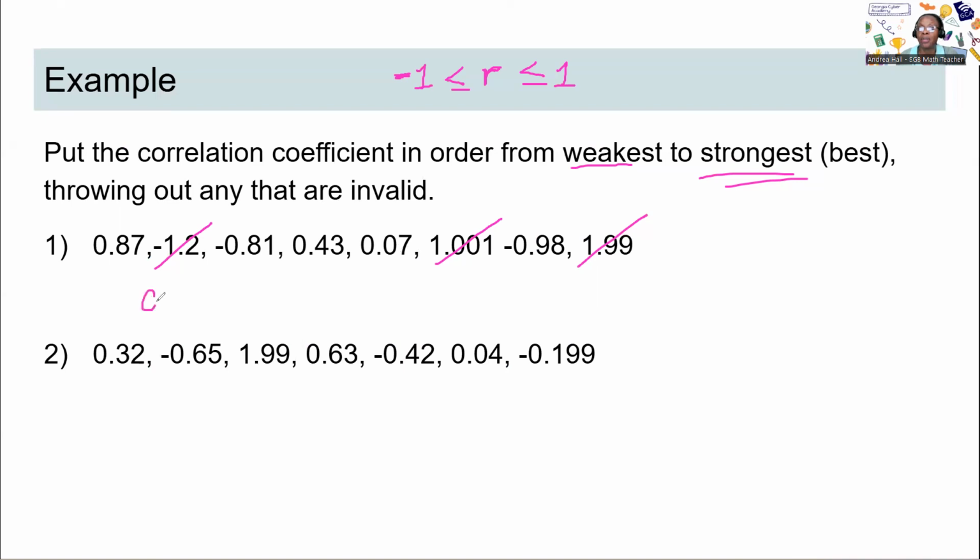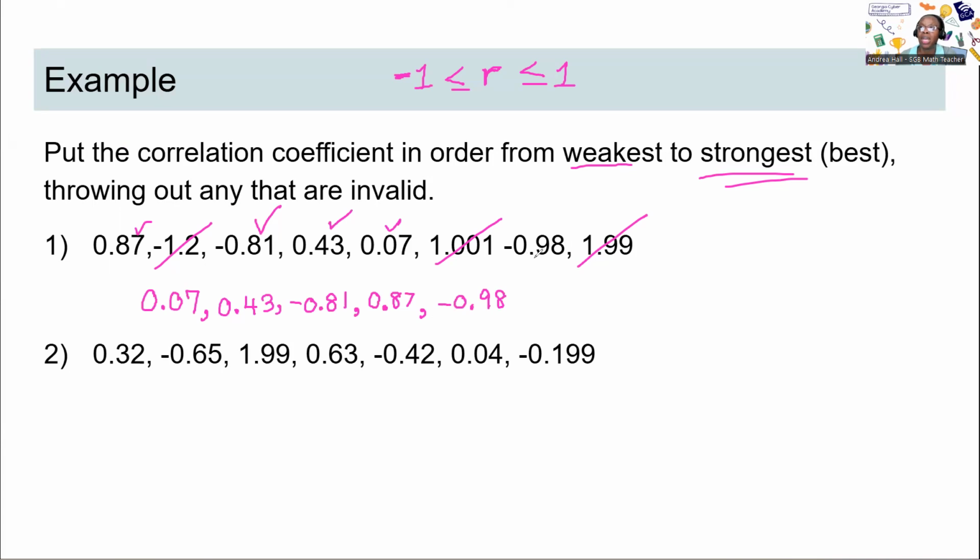The smallest out of all of them, 0.07. That's smallest. All right, the next number would be 0.43. And then after that, -0.81. We're just looking at the 81 here, 0.81. Then after that, 0.87. And then the strongest out of all of them is -0.98.